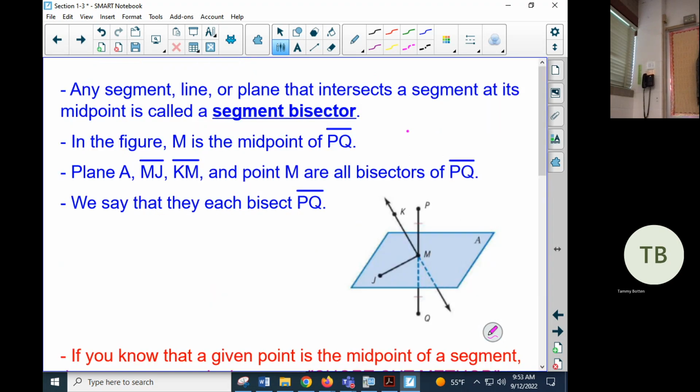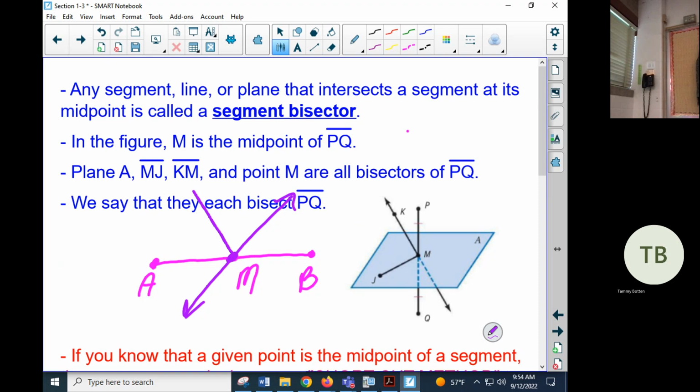Okay, so there's also something in geometry called a segment bisector. If we just had any old segment and the midpoint was here, anything that intersected that midpoint is called a segment bisector. We're going to talk a lot this year about bisecting, which means to cut in half. So if I had a line that was a segment bisector, it would intersect my segment at its midpoint. It's going to cut it in half.